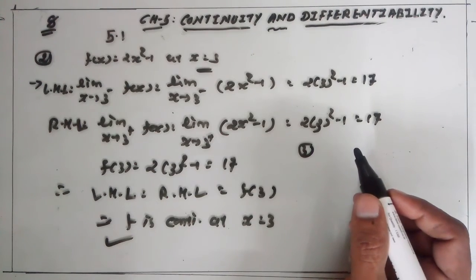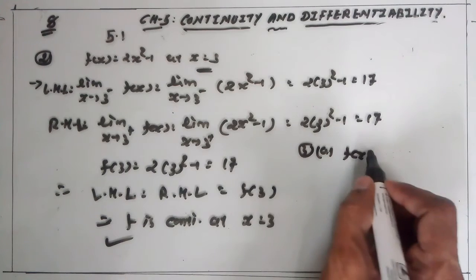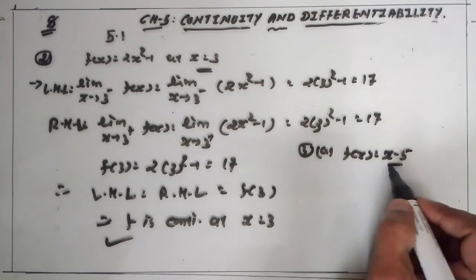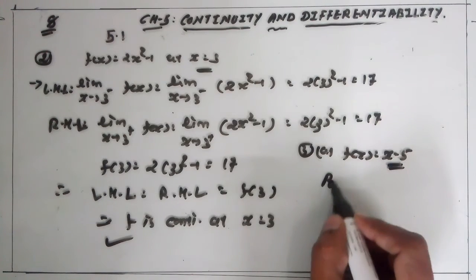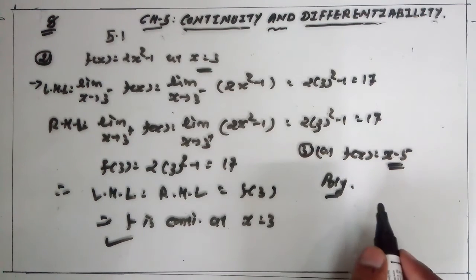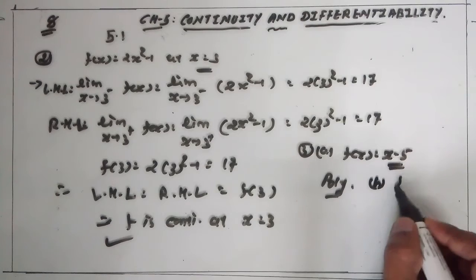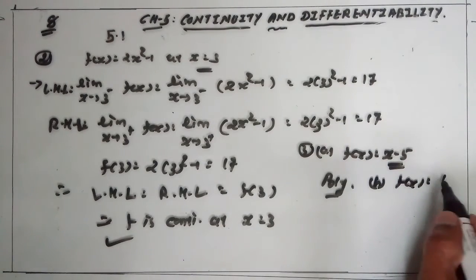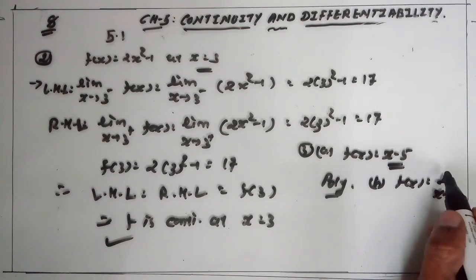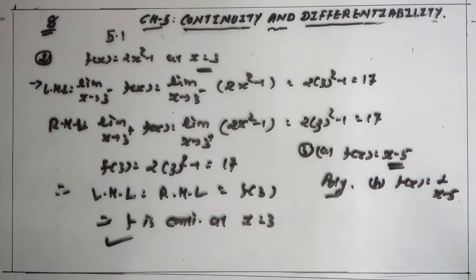Examine the continuity of the following functions. A: f(x) is equal to x minus 5. Remember, this is a polynomial function, so it is always continuous. B: given f(x) is equal to 1 upon x minus 5, this is a quotient of two polynomial functions. Both are continuous, so this quotient is also continuous.